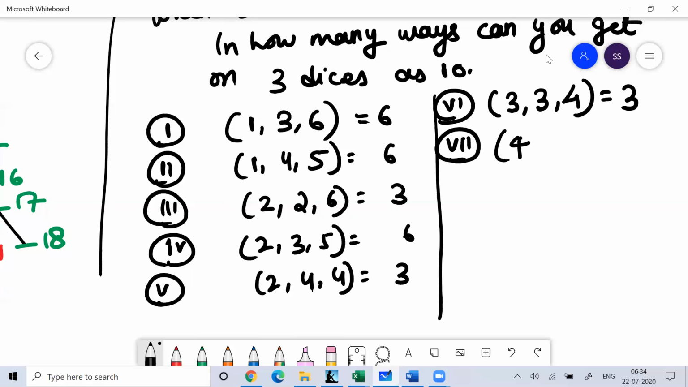Now I'll start with 4. 4, 1 I've already done, 4, 2 already done, 4, 3 also done, 4, 5 already done. Then 4, 6: if you do 4, 6, where will they put the third one? That is not possible. So with 5: 5, 1 already done, 5, 2 already done, 5, 3 also done, 5, 4 also done. So I think this would be the total number of cases if you do the sum.